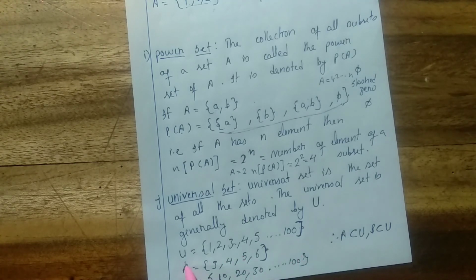So set A equals {3, 4, 5, 6}, right? 3, 4, 5, and here we have 6. So A is a subset of the universal set, right? And here B is {10, 20, 30 till 100}, right? So if we write here continuously, then we will see 10, 20, 30 goes on till 100. So the elements of B are present in U, the universal set, so B is a subset of U.